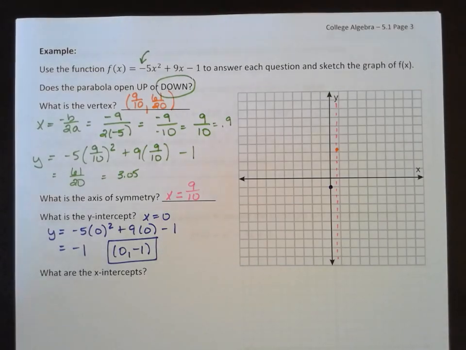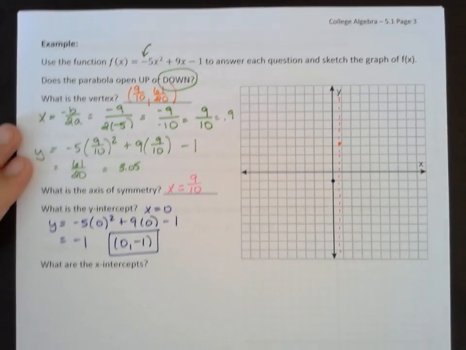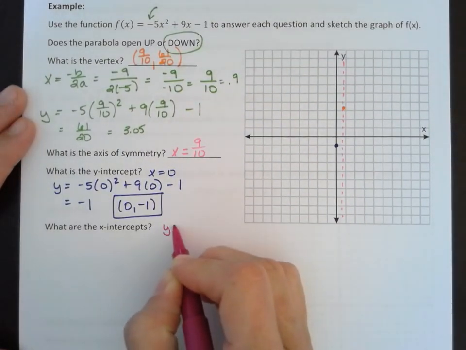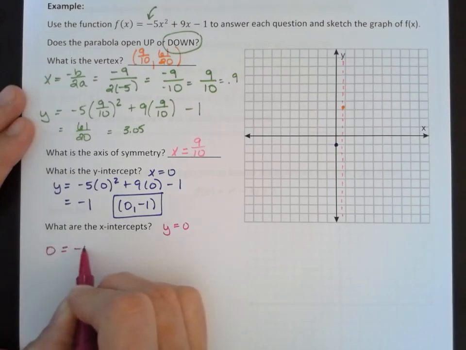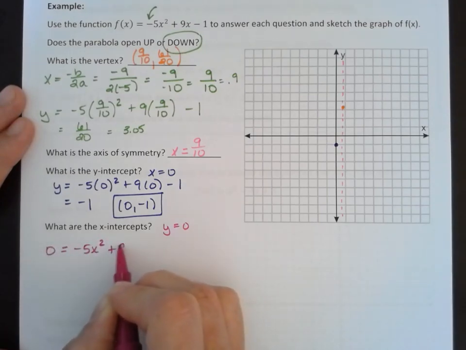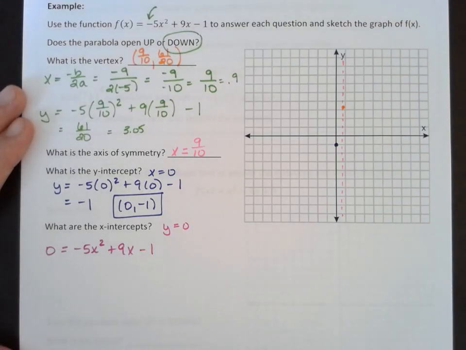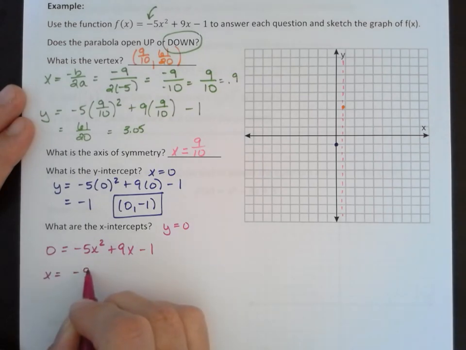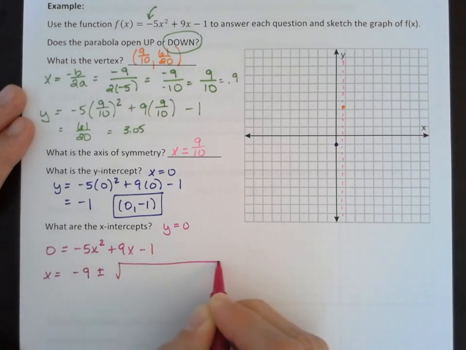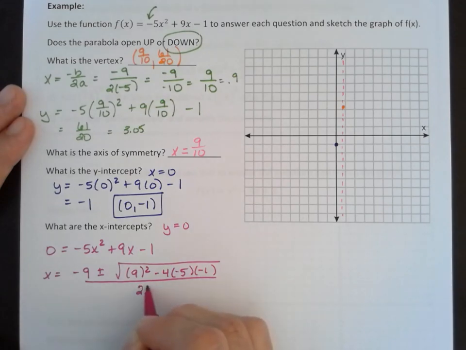Then it asks us to find our x-intercepts. To find x-intercepts, remember you let y equal 0. So we have 0 is equal to negative 5x squared plus 9x minus 1. So at this point we need to either factor or use the quadratic formula. I'm going to use the quadratic formula. x is equal to negative b plus or minus the square root of b squared minus 4ac all over 2a.